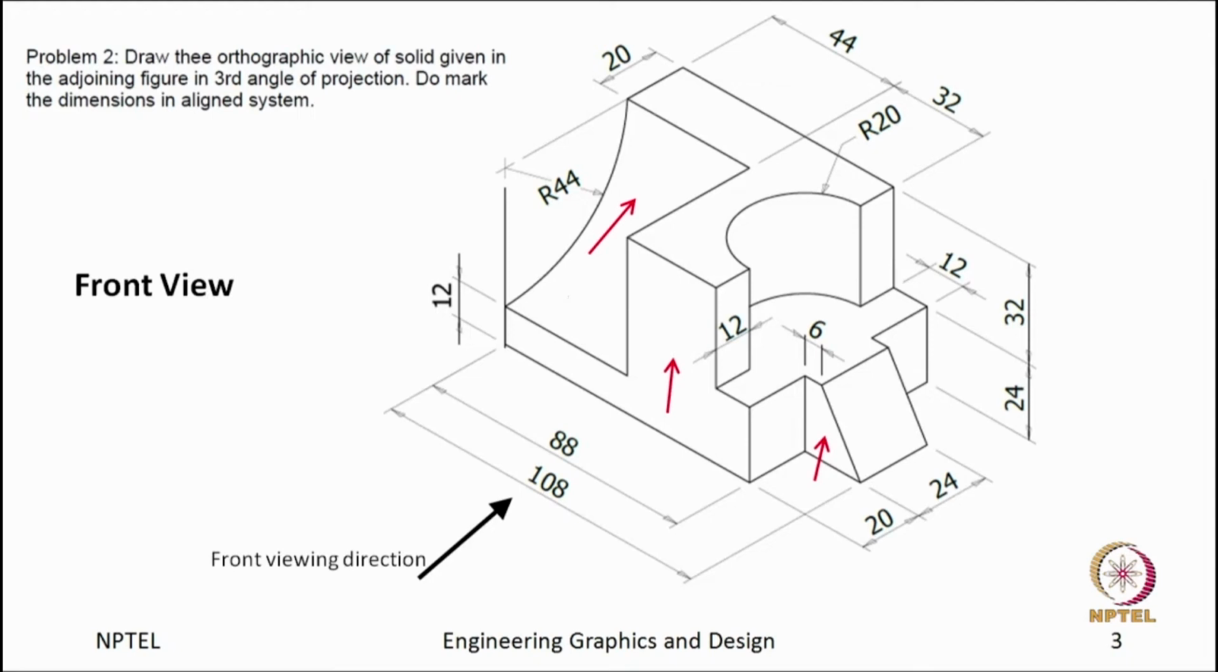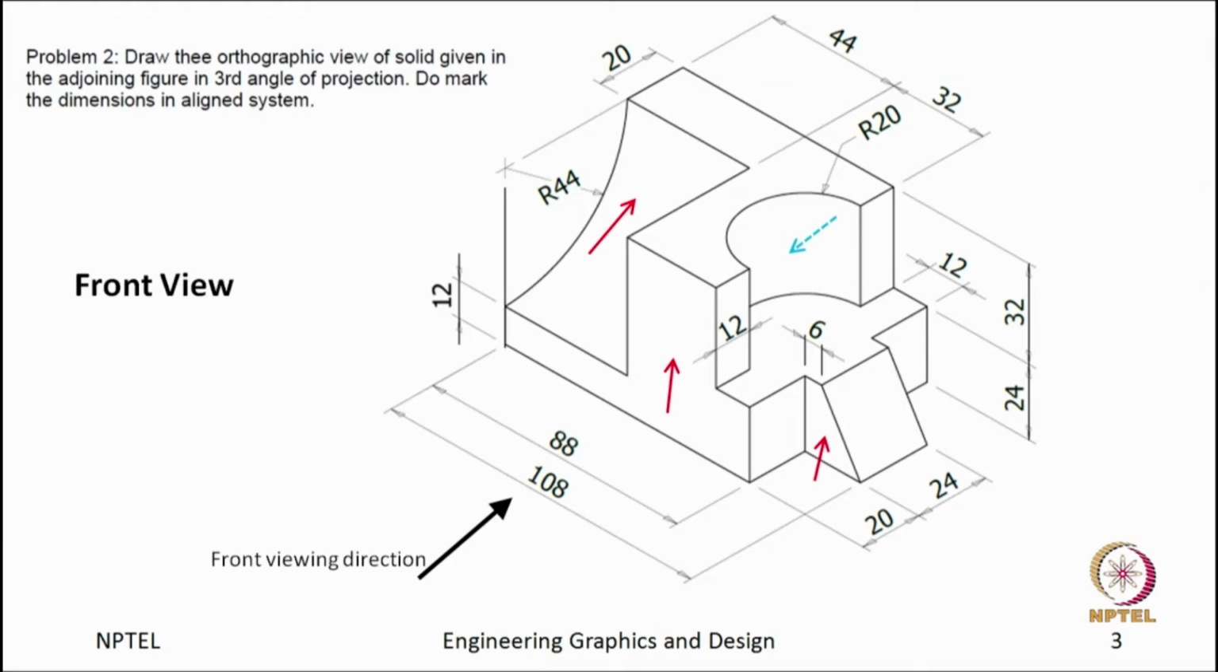Are these the only surfaces you will see, or anything else? No, there is another surface, which is this half cylindrical cavity. You may not look at it directly from the front viewing direction, but it is hidden in your front view, and still you have to mention it in the drawing as a hidden feature, otherwise your drawing won't be complete. So, these are the 4 features in my front view. So, I will start drawing.